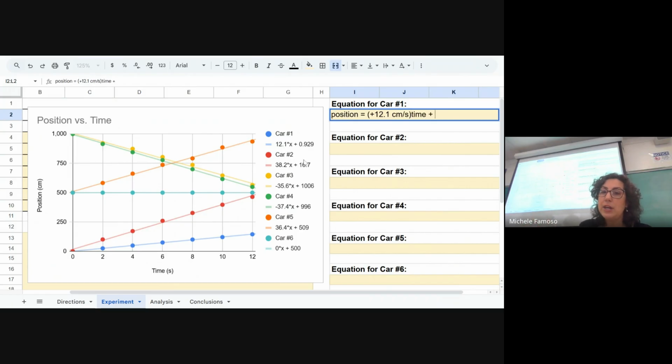Plus, now we need our y-intercept, 0.929. And now we need a unit on that y-intercept. What unit am I going to put on that y-intercept? Thank you, Mariah. Centimeters, cm. Hit enter. And that's what you should have for your equation for car 1. Can you do the other 5? Do the same thing with the Google Sheet equations, and then we'll compare at the end that you have the right stuff.